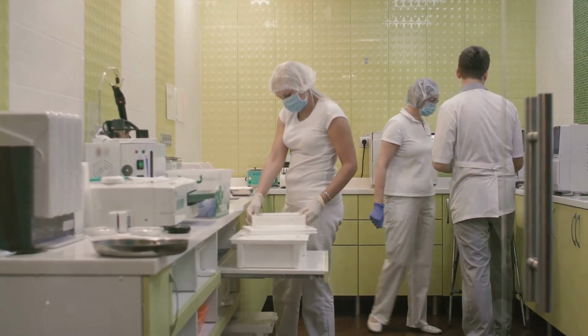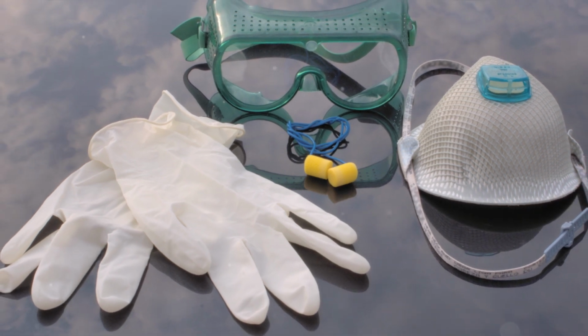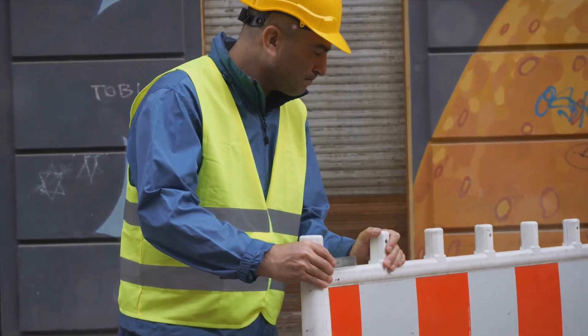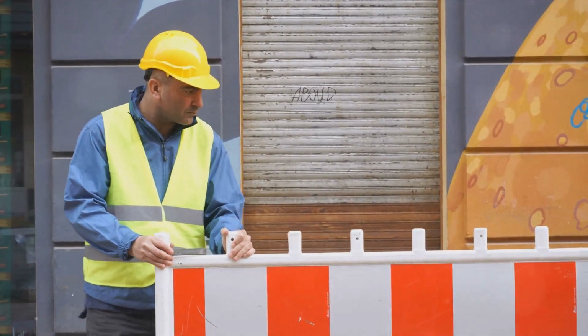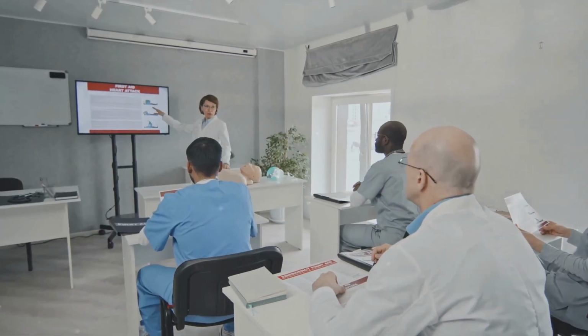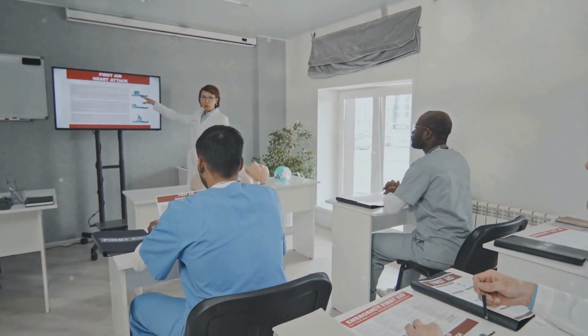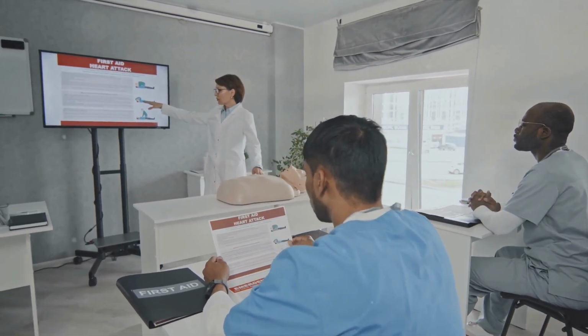First, consider engineering controls. These are physical changes to the workplace that reduce or eliminate the hazard. For instance, installing high-quality air ventilation systems can help control airborne contaminants. Next, think about work practice controls. These are modifications to the way tasks are performed to minimize hazards. An example could be regular hand washing or sterilizing equipment after every use.